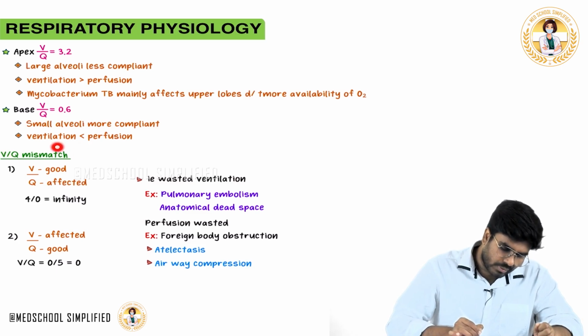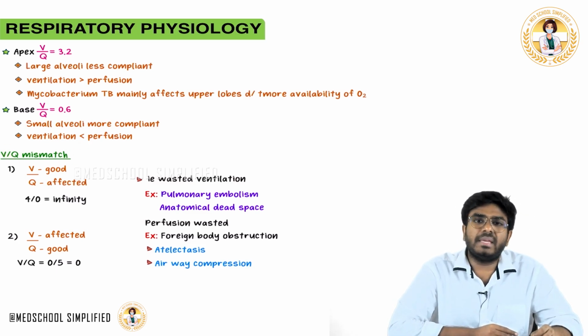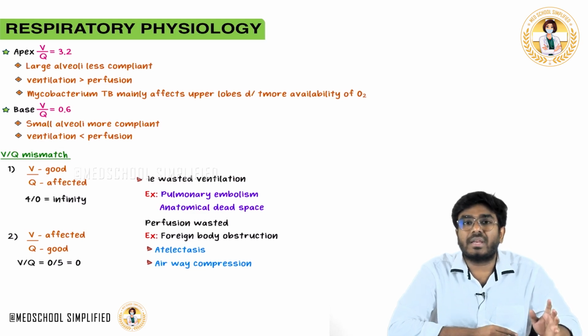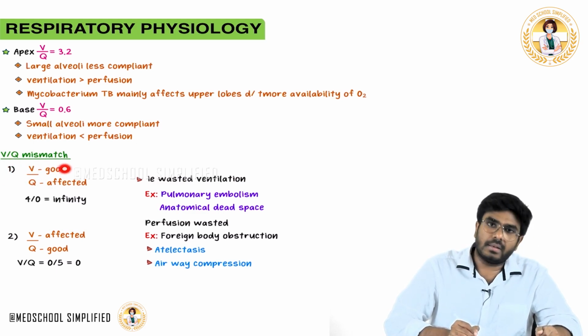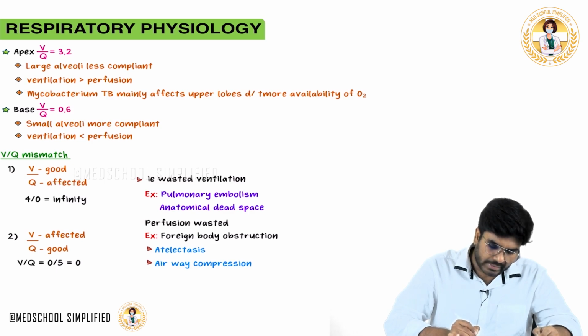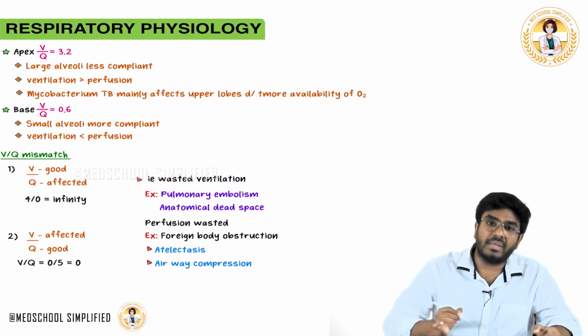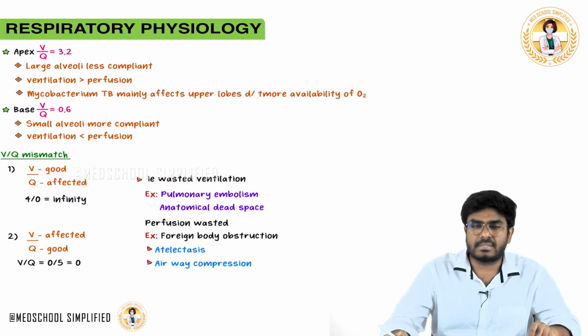Now let's discuss conditions where the V/Q mismatch will occur. So ventilation and perfusion are getting mismatched. For example, in example number 1, see V/Q. Ventilation is normal, but perfusion is affected. Ventilation is normal, so here I am keeping 4 liters. But perfusion is getting affected. Perfusion is becoming 0, meaning no blood is going to the lungs.